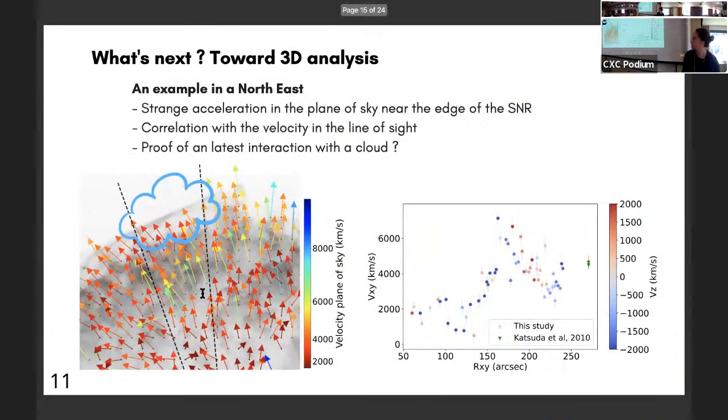And for example, if we study one of them, and if we do the profile, we obtain this. So it's the velocity in the plane of sky according to the radius. In the case of spherical expansion, we expected a linear increase. And so you can see that it's not the case. There is an increase, but there is a slowdown. So perhaps there is an interaction with a cloud in the zone. And one of the interesting things is that we can do a 3D analysis, because we can see that there is a correlation with the velocity in the line of sight that we obtain.